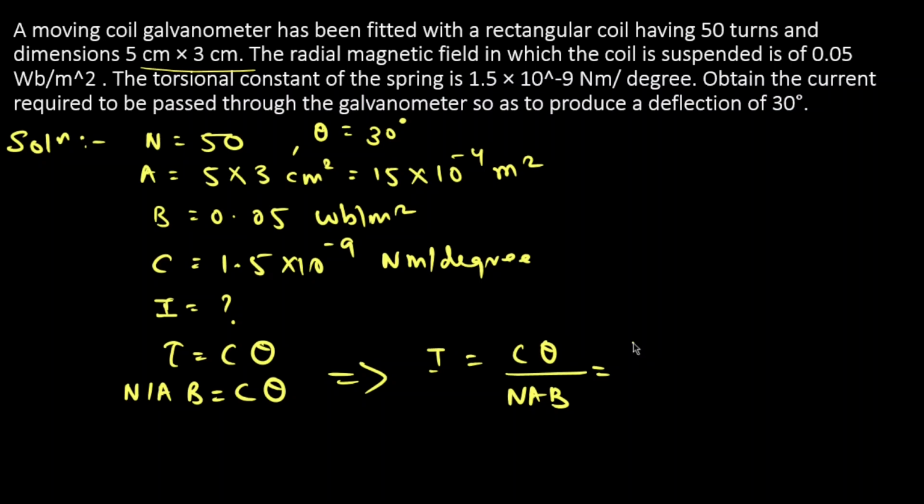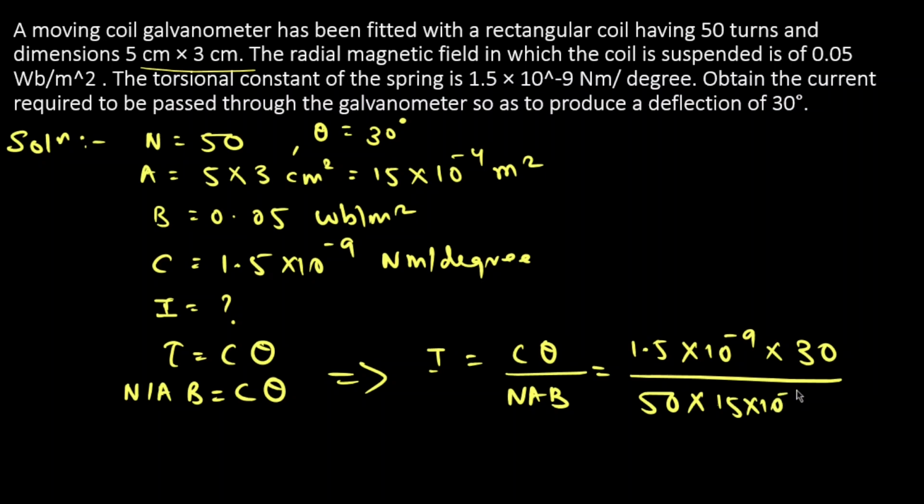C is given to us as 1.5 into 10 raised to minus 9 into theta is 30 degree divided by number of turns, that is 50, into area we got 15 into 10 raised to minus 4 into the magnetic field, that is 0.05 Weber per meter square, and solving this we get current to be 1.2 into 10 raised to minus 5 ampere. Let's look at the next sum.